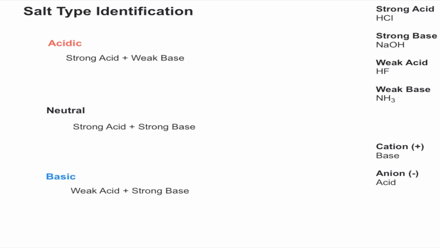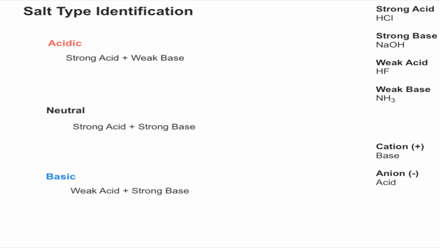In this video, I'm going to explain to you how to identify between the two different types of salts. Just as a quick reminder, a salt is any compound formed from reacting an acid with a base. There are two different types of salts. You can have an acidic salt, a neutral salt, or a basic salt. A very simple method to identify if a salt is acidic, neutral, or basic is to look at the reactants that created the salt or formed the salt and determine what is strong.